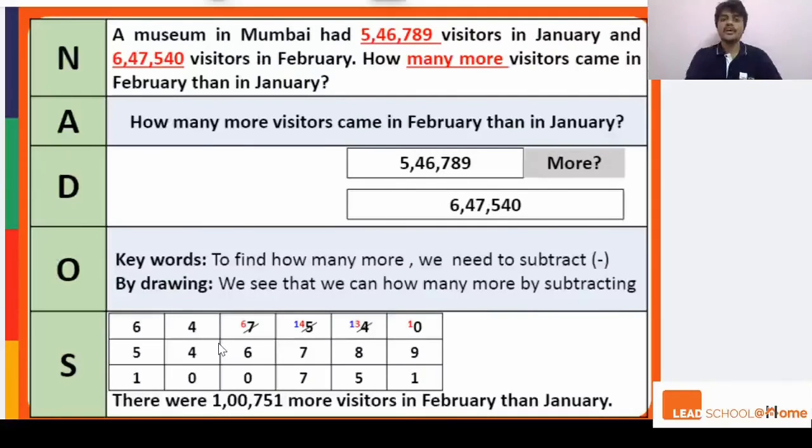Let us follow the fifth step. The fifth step is to solve the problem. We have both the numbers. We are supposed to do subtraction. Once we do subtraction, we get 1,751. 1,751 more visitors came in February than in January. All right. I hope all of you have solved this question correctly.